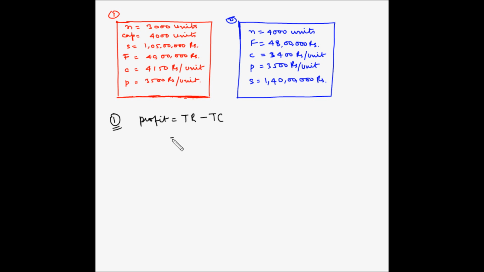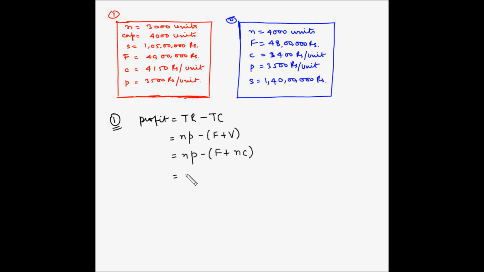So now the total revenue is equal to the number of units being manufactured multiplied by the selling price per unit, which is P. And the total cost is equal to the fixed cost plus the variable cost. So NP minus fixed cost is F, and the total variable cost is the multiplication of the number of units being manufactured and the cost price per unit, which is C. Now let's fill in the values that we have for scenario number 1.